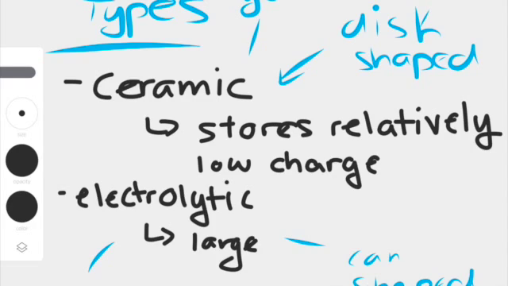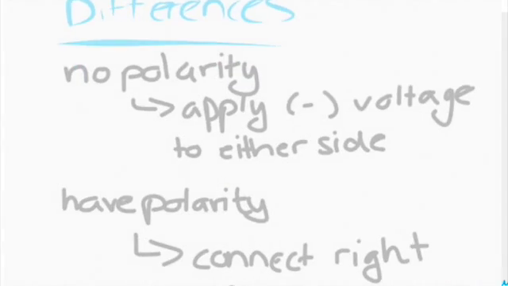For the ceramic, it stores relatively low charge. Like I mentioned before, a capacitor stores the voltage, and so the ceramic one stores relatively low charge compared to an electrolytic, which stores larger charge. Now, aside from that, these two capacitors have more differences as well, which we're going to go over.